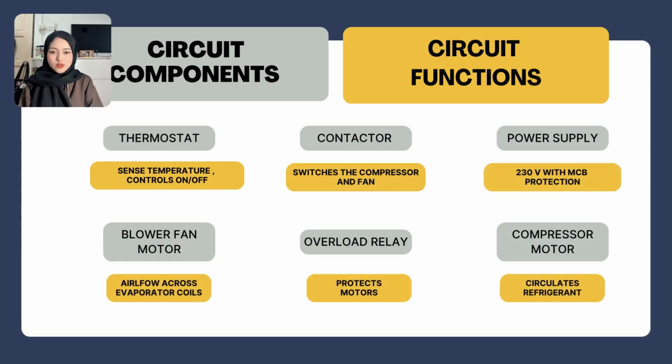For the circuit components, we have six components: thermostat, overload relay, compressor motor, blower fan motor, contactor, and power supply. The function of each component: the thermostat senses temperature and controls on and off. The contactor switches the compressor and fan. The power supply is 230 volts with MCB protection.